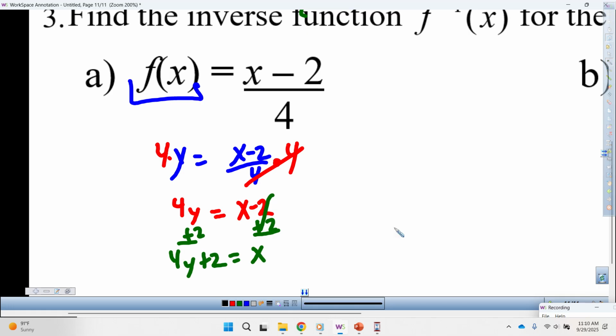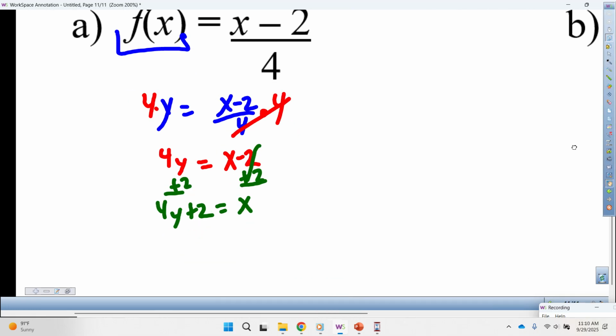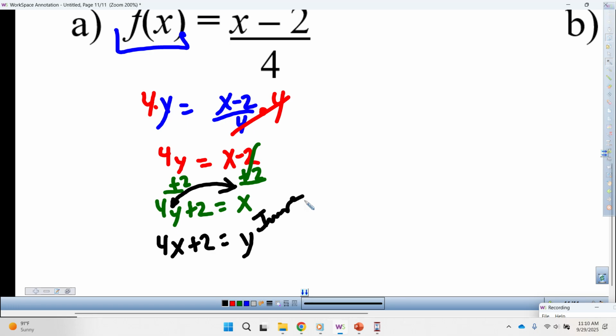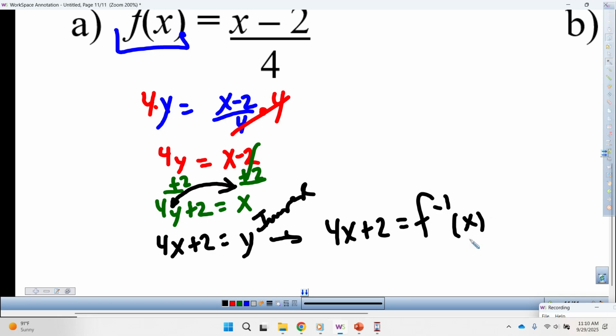Is that the inverse? No. What do we do at the end, everyone, to make it the inverse? Swap the y and the x. That is correct. So we got 4x plus 2 equals y. This is what we call the inverse. However, we need to change that to y, f of x. So this is 4x plus 2 equals f inverse x. That's what that -1 stands for.